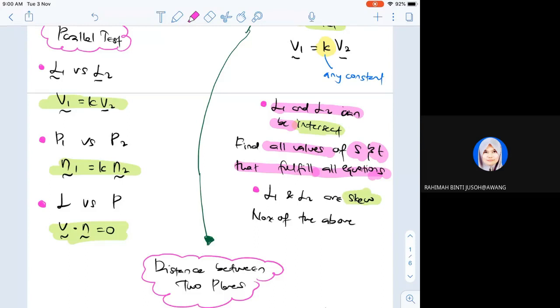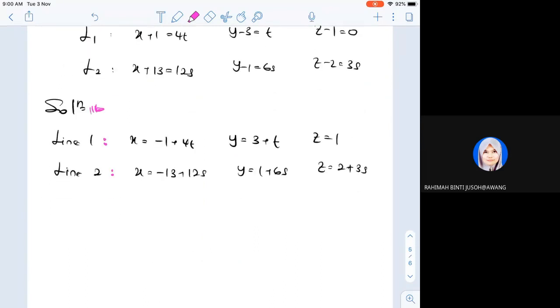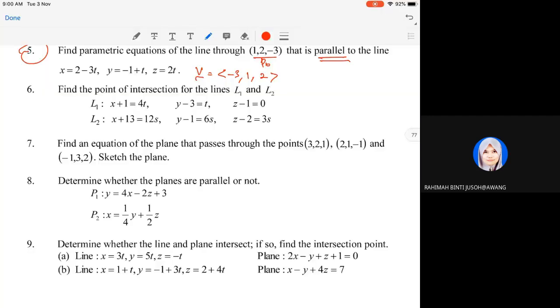Okay, in this question, no need for you to test whether the lines intersect, because the question is very straightforward, find the point of intersection. So of course, logically, when it says find the point of intersection, of course they do intersect.